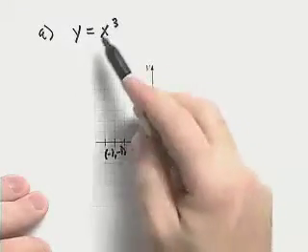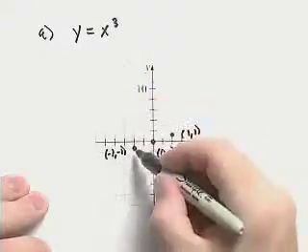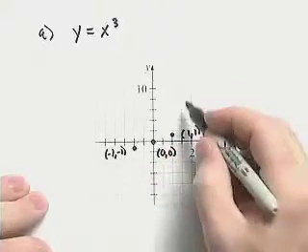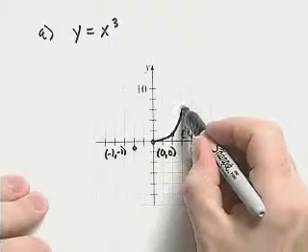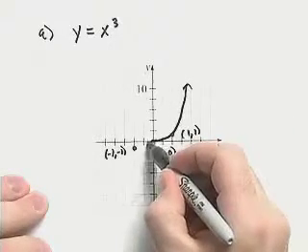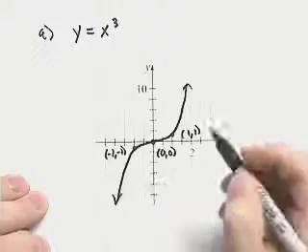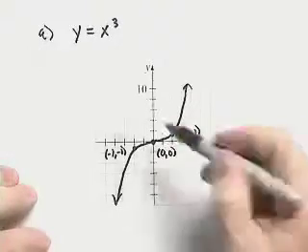Now, knowing that this x cubed function has the basic shape of that function, the left side will go down, the right side will go up. So we'll get a rough graph, looks something like this. And so there's the graph of our base function, x cubed.